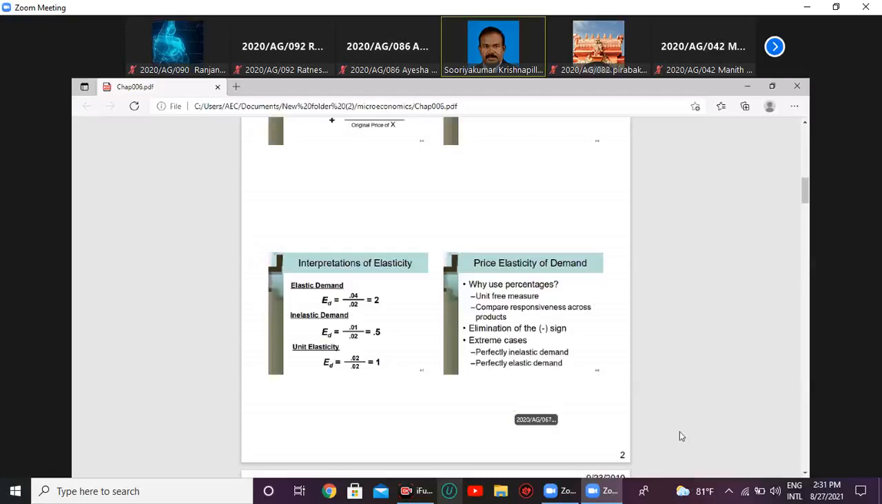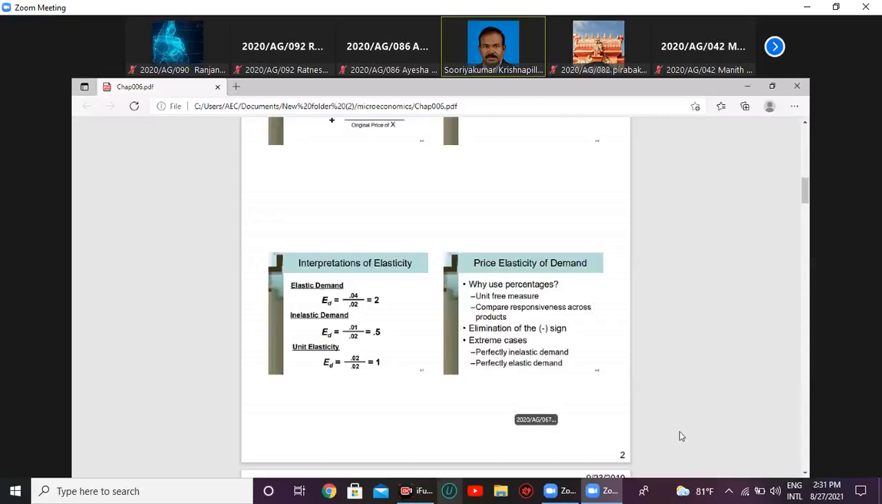Inelastic demand: if the coefficient of elasticity is less than 1, like 0.5, then we can say that demand is inelastic. That means consumer response is relatively small for a price change. Unit elasticity means the elasticity of demand equals 1, so the percentage change in the quantity demanded is equal to the percentage change in the price.